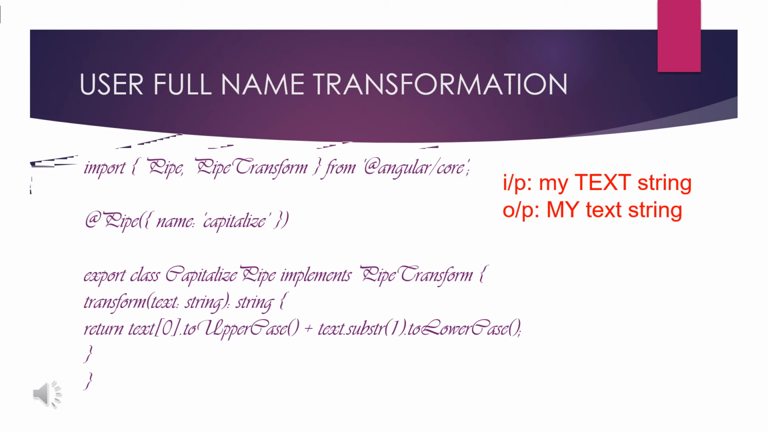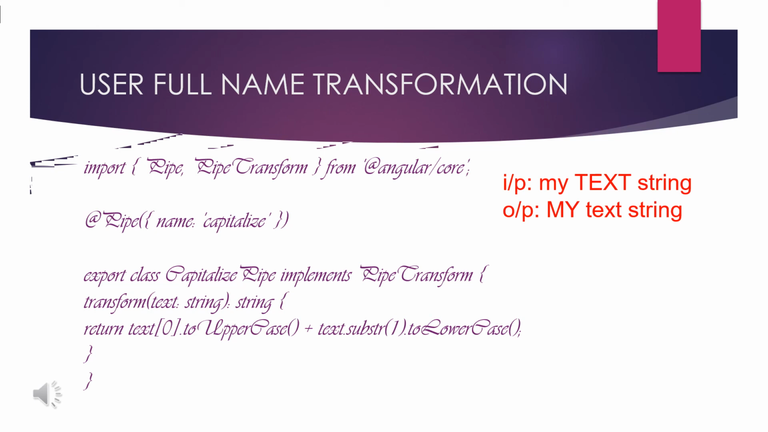So text of 0 means the first word, the word before the space. So I'm converting that to uppercase. And then I'm again taking text of substring of 1. So text of substring of 1 will return text. Okay, so I'm converting that to lowercase. Okay, if I give text of 2, it means the third value, the string, will be given there.